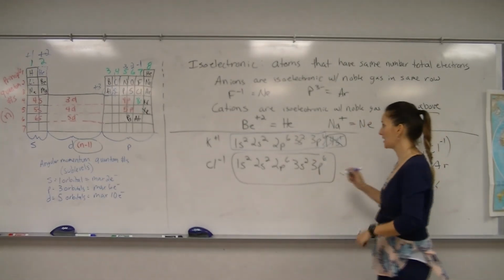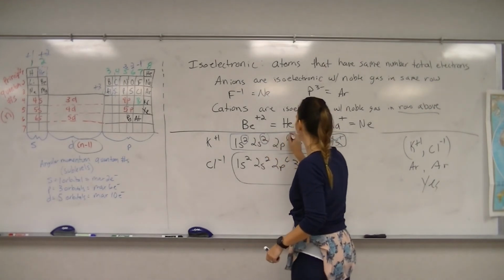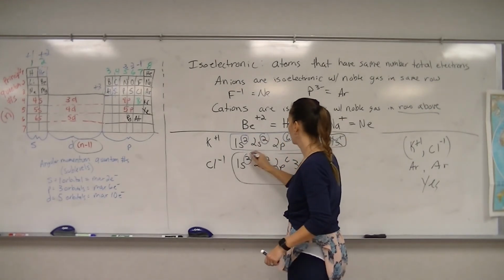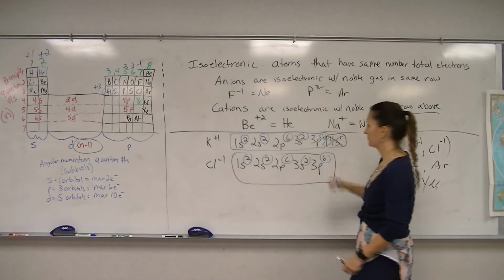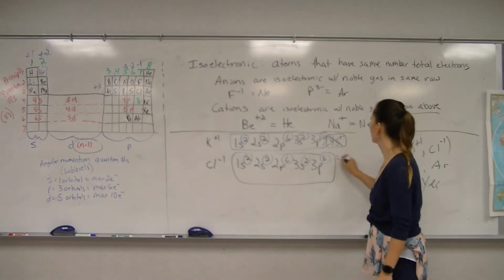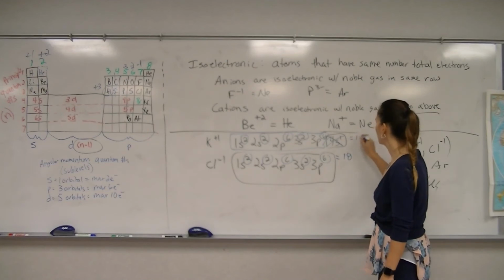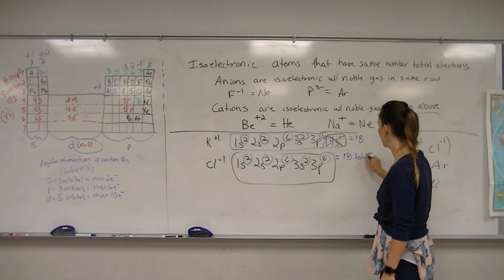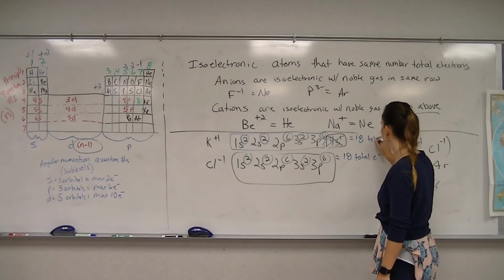Their electron configurations are the same. That means they're isoelectronic. If I added these numbers, they would equal the same. So what number are we looking at? 18. So it should equal 18 down here, and it should equal 18 up here. This is total electrons.